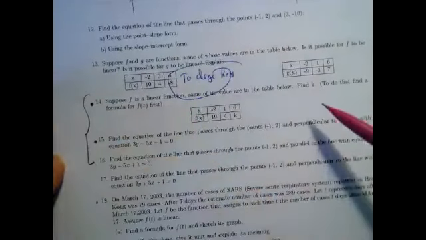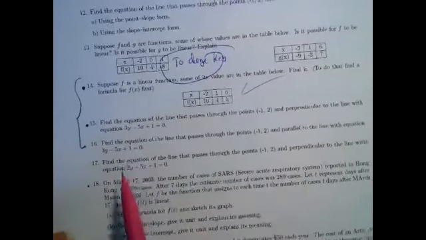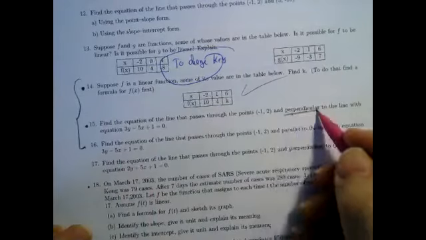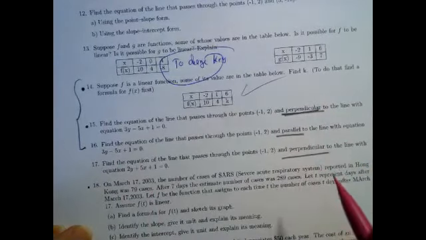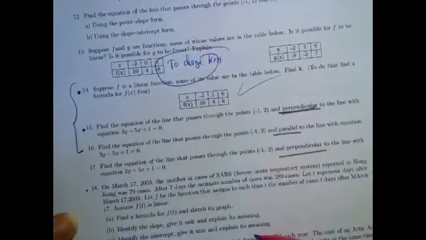And 14 and 15, we did that in class. 15, 16, 17 have to do with finding the equation of a line where I'm telling you it's perpendicular to another line. Make sure you can do those. You will have a problem along those lines. So you can write this down for yourself. Number 18, we just did it.